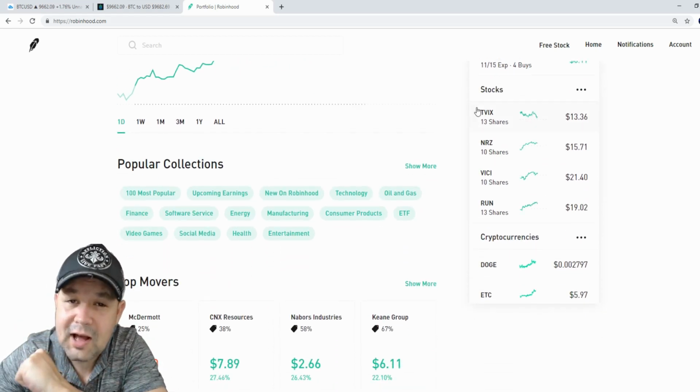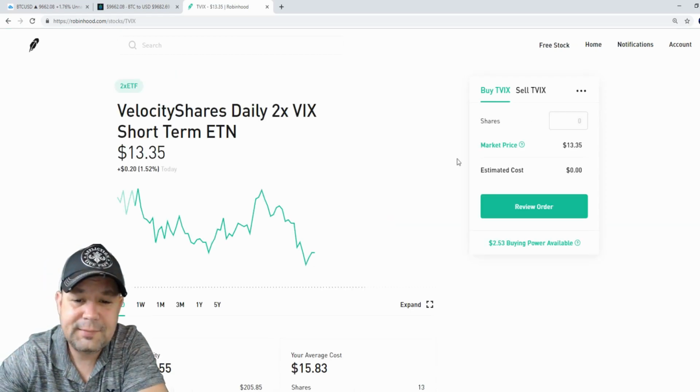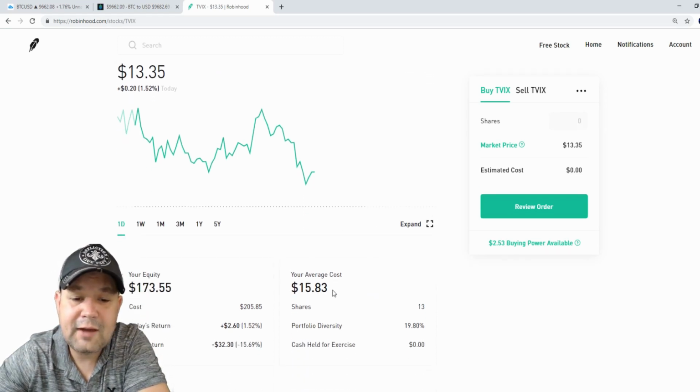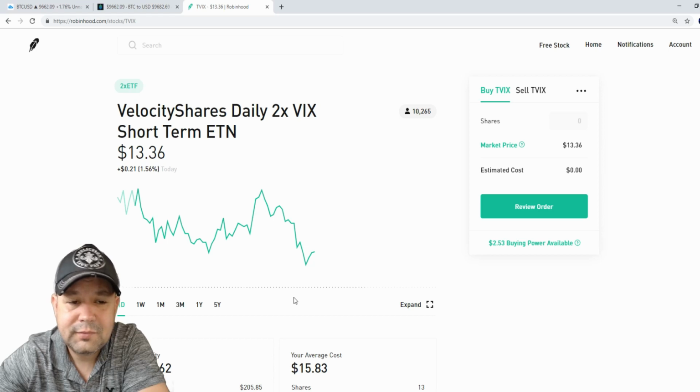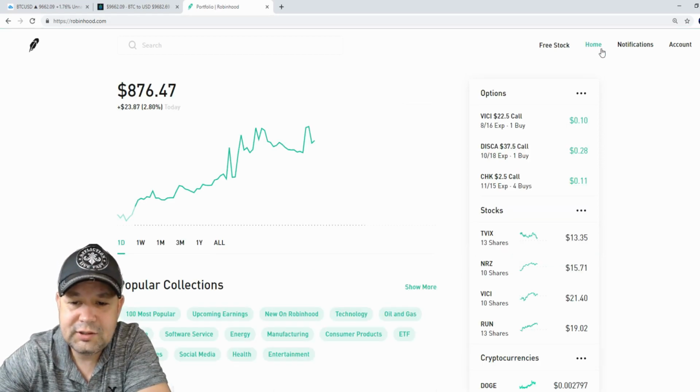This is week 9. We added one share of TVIX, trying to continue to average down in it. We're at an average cost of $15.83. Got 13 shares. Today it's actually up some. But as you know before, watching the videos, this is like our insurance for our portfolio. So back to the homepage.